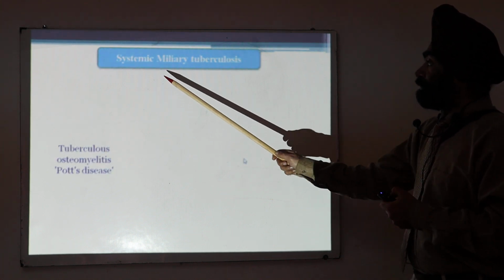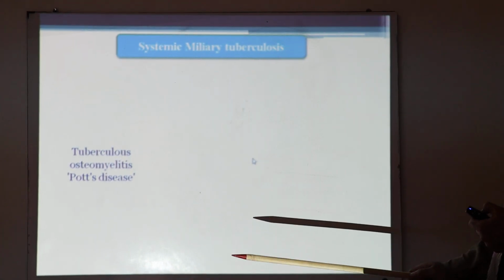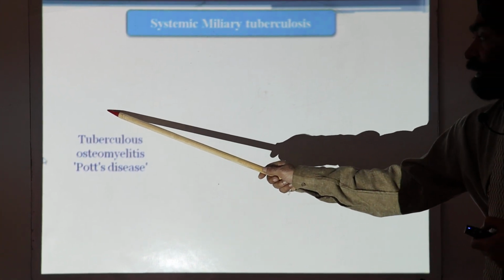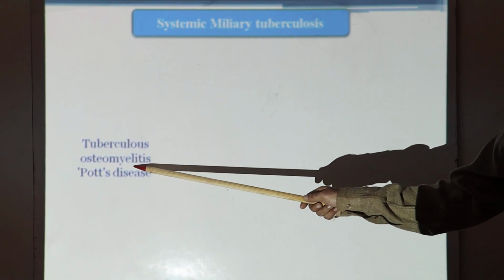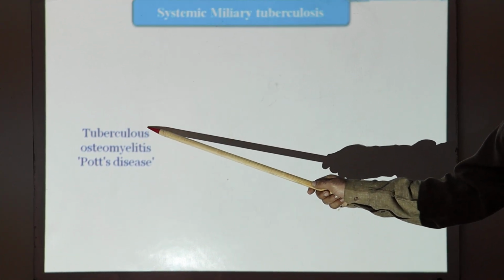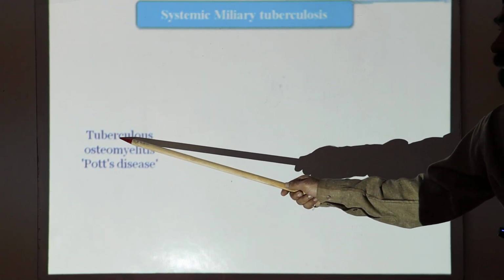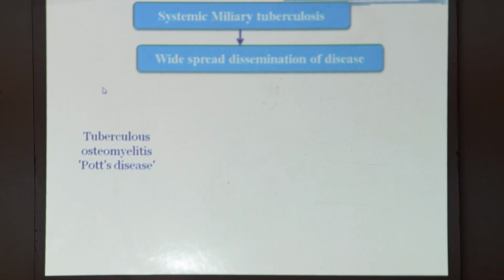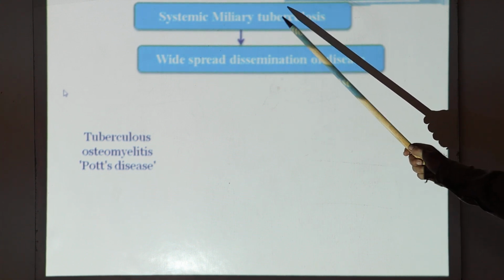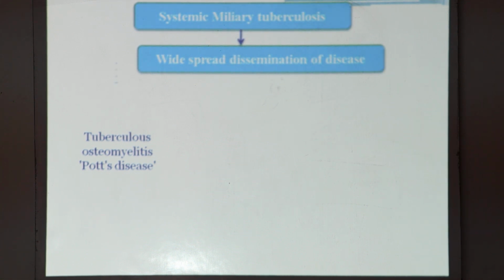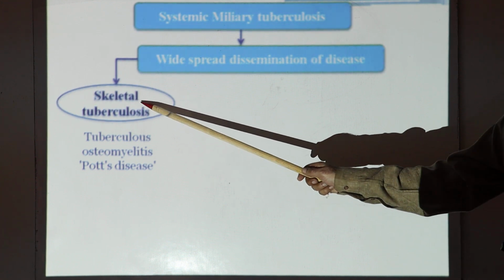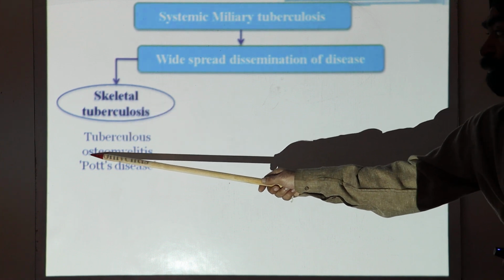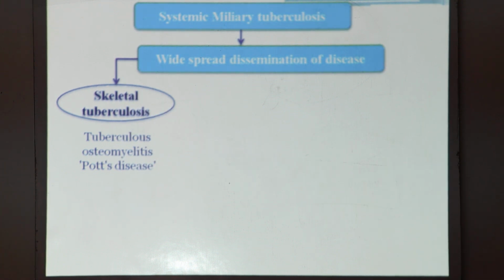So if there is systemic miliary tuberculosis, one of the things involved is tuberculous osteomyelitis, or it is called Pott's disease. It means it is affecting the bones, osteomyelitis. Tuberculosis has gone to the bones. I will discuss this pathway. Now, systemic miliary tuberculosis, widespread dissemination of the disease. As I told, it can involve the skeletal system. And which parts are involved? It is called tuberculous osteomyelitis or Pott's disease.